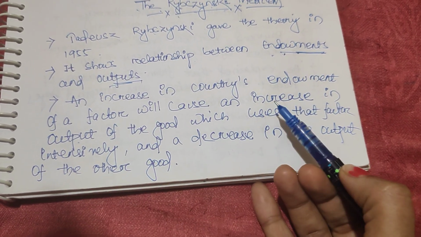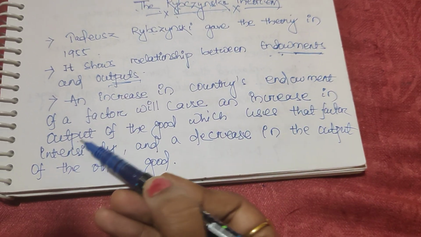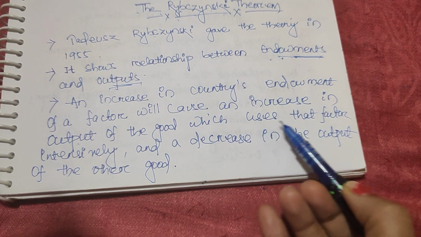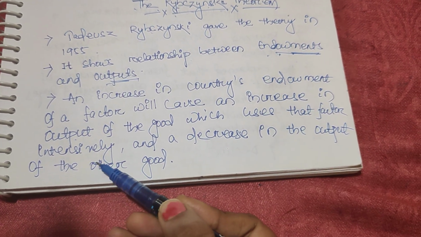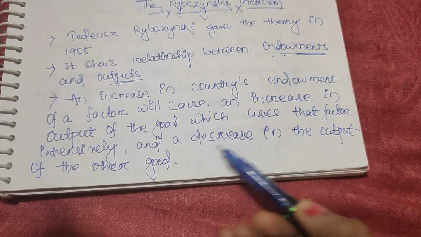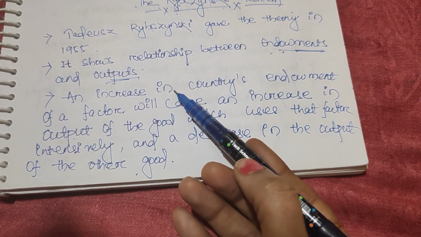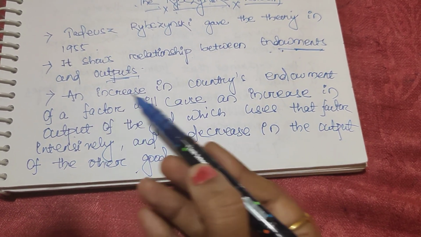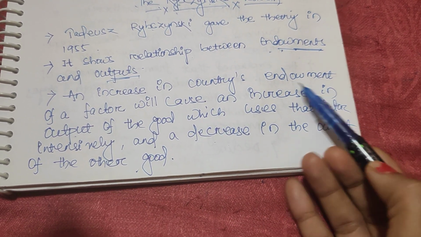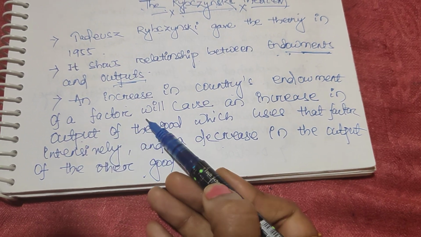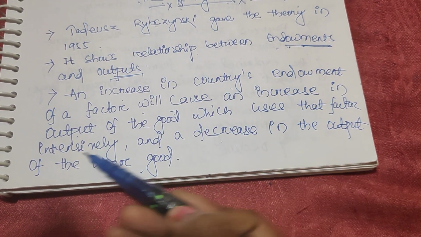An increase in a country's endowment of a factor will cause an increase in the output of the good which uses that factor intensively, and a decrease in the output of the other good. So what is the theorem we can find in these four lines? An increase in a country's endowment. If a country's endowment of a factor increases, it will cause an increase in the output.